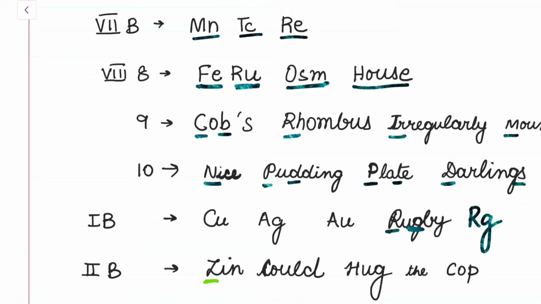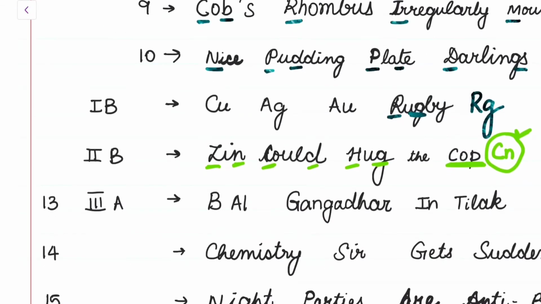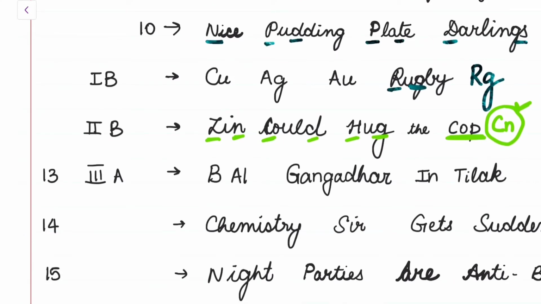So zinc could hug the cop. So cop is for copernicium. Basically here the symbol is actually Cn and not Cp or something like that. So just remember this one thing: Zin could hug the cop. Zinc, cadmium, mercury, copernicium. The next is the 13 group of elements, which is boron, aluminium, gallium, indium, and thallium.